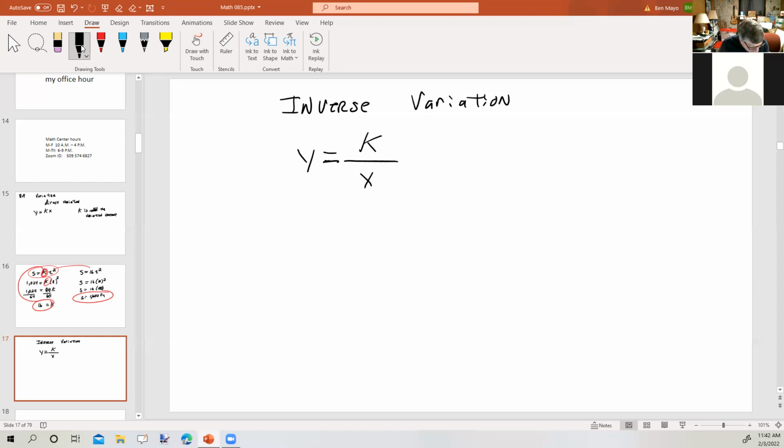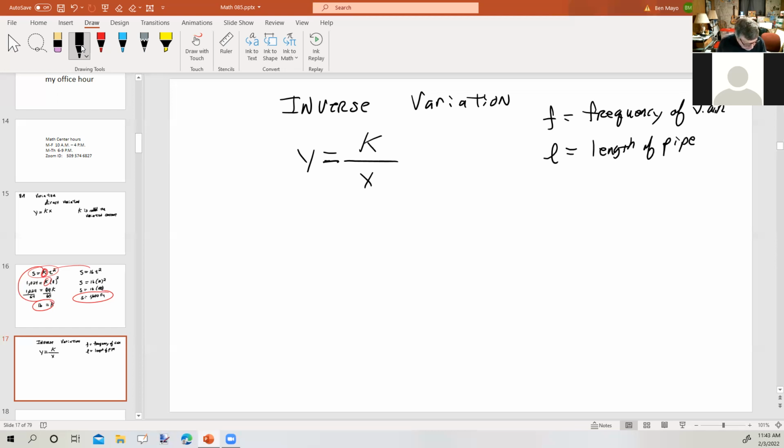Okay, let me look at this again. It says the frequency of vibration of air in an organ pipe varies inversely. So we've got the frequency of vibrating air. How about if we let F equal frequency of vibrating air, okay? Varies inversely to the length of the pipe. Let's call L the length of pipe, okay?